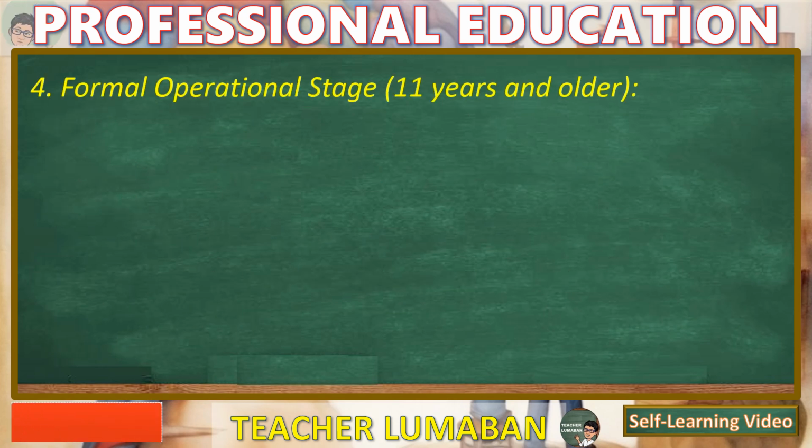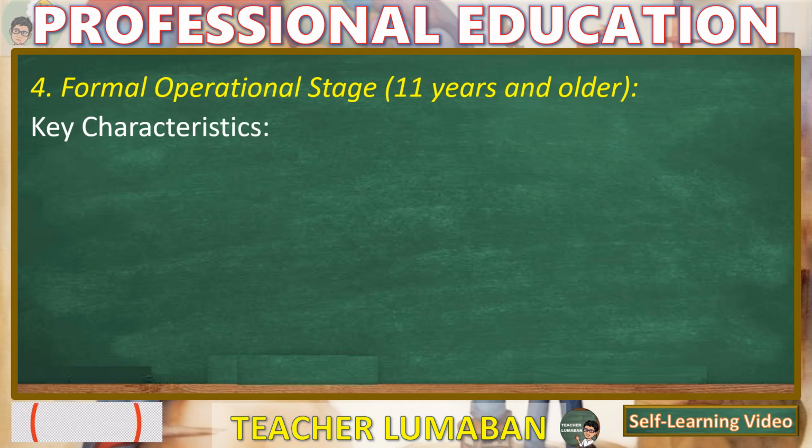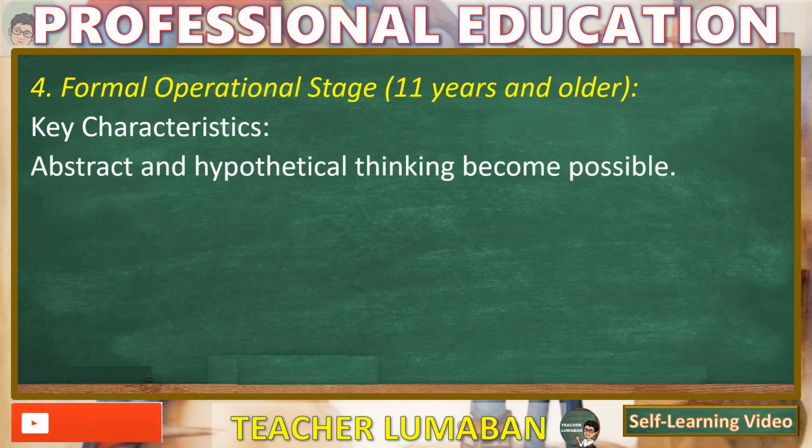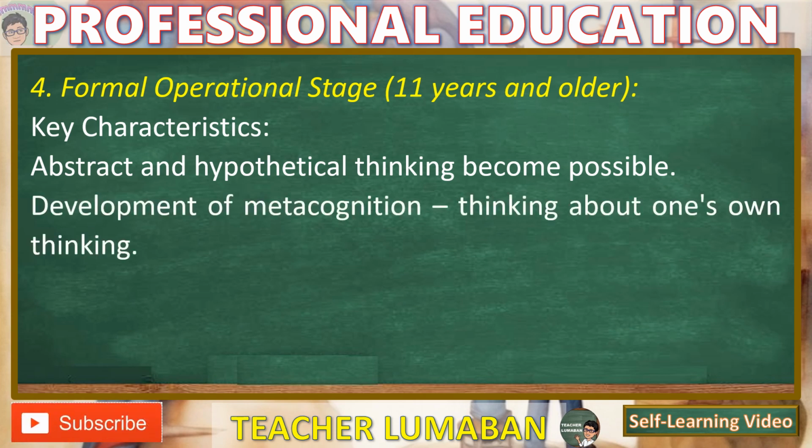Formal operational stage, 11 years and older. Key characteristics. Abstract and hypothetical thinking become possible. Development of metacognition, thinking about one's own thinking.